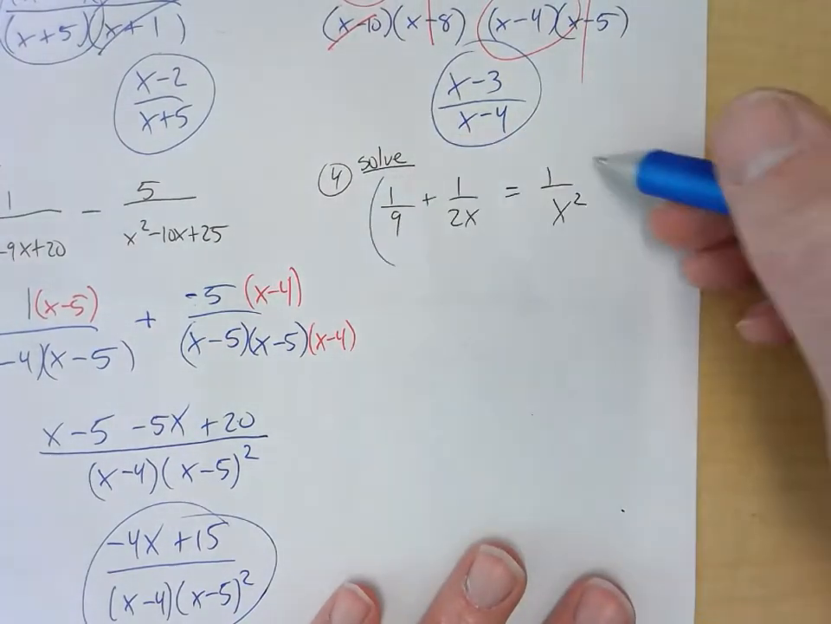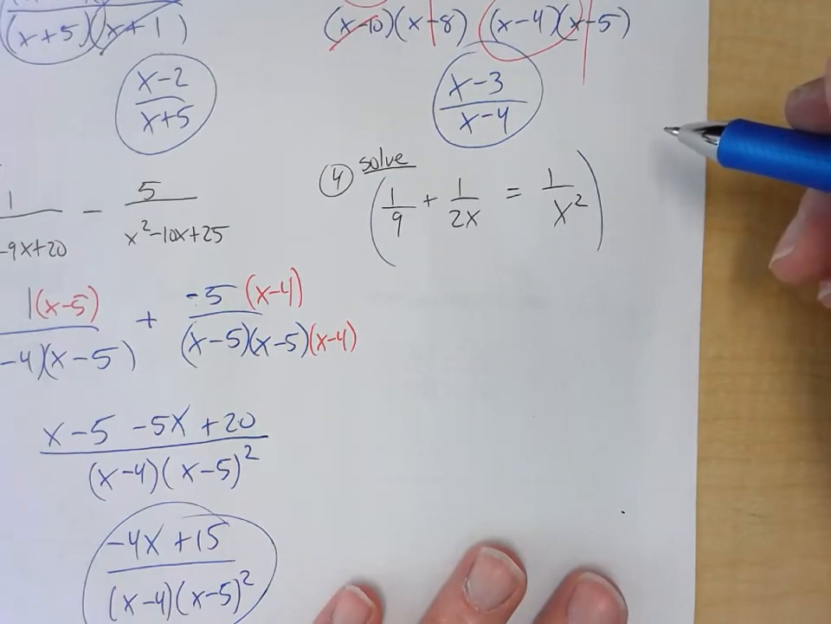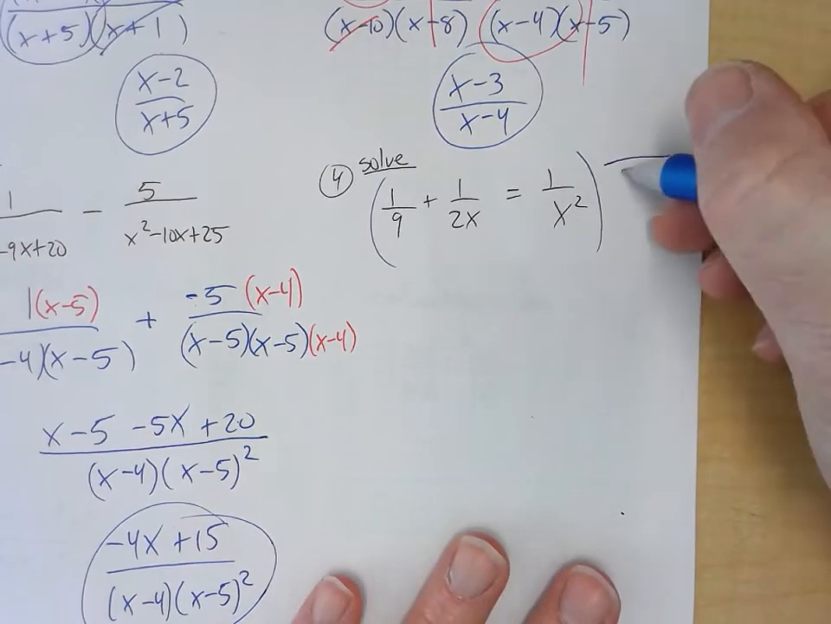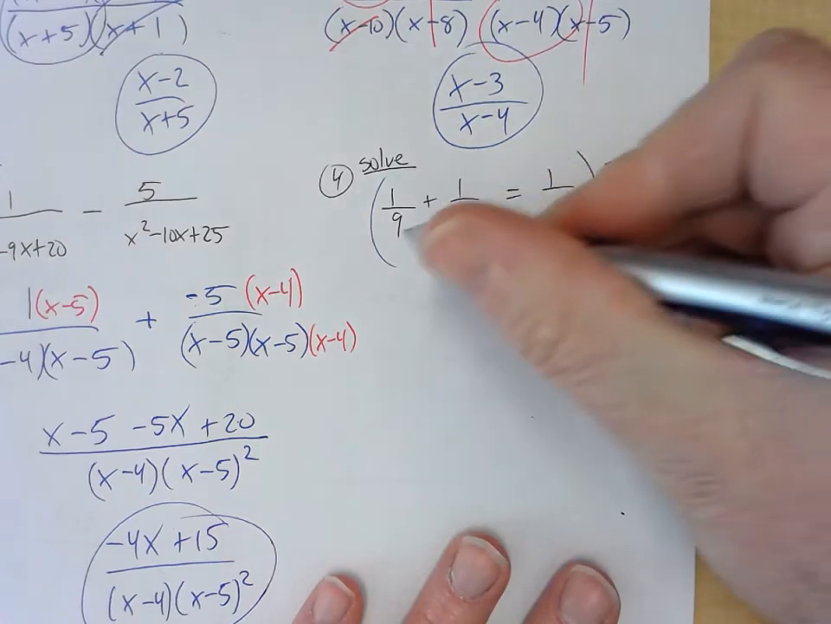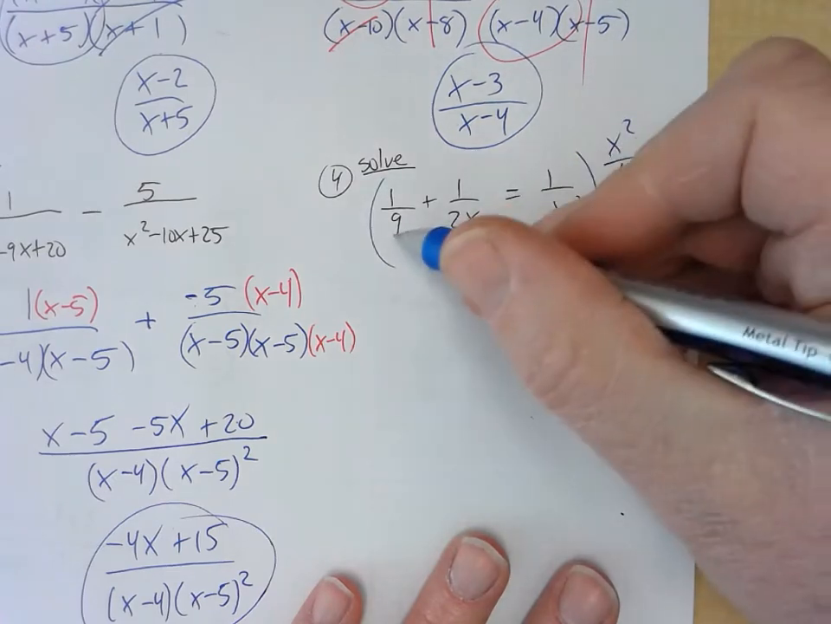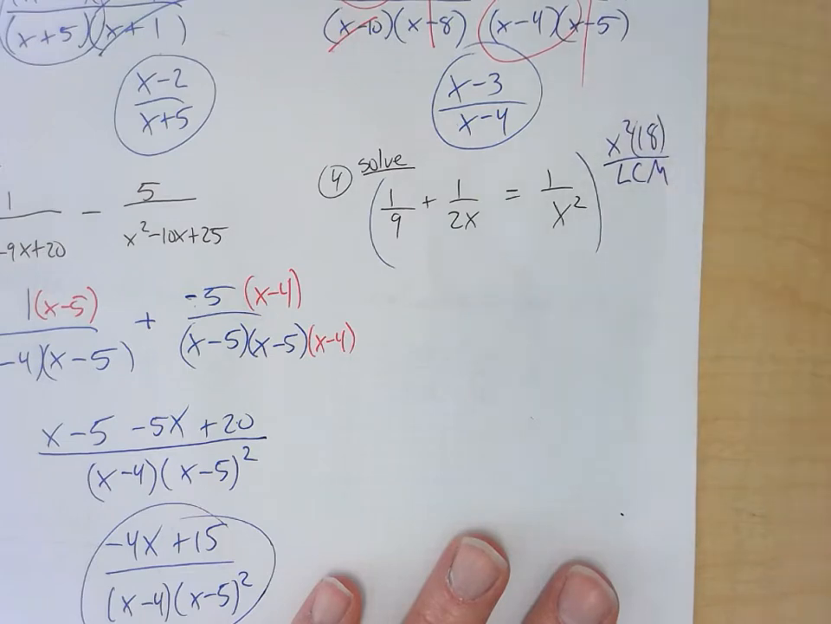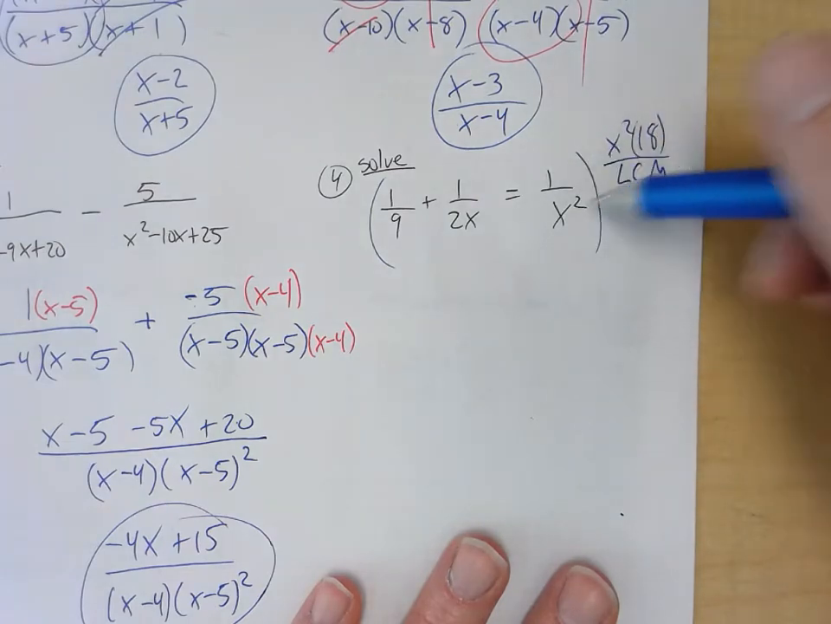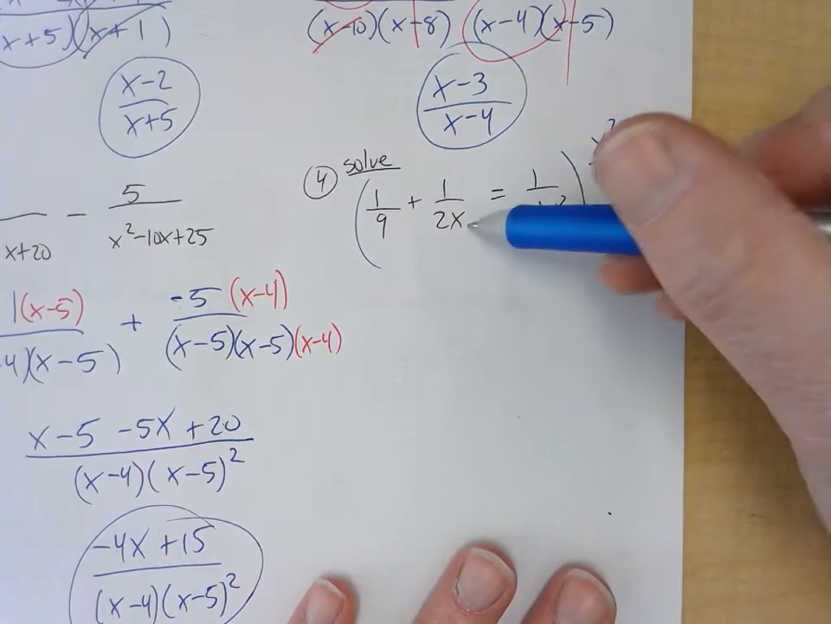We're going to clear out the fraction here. So we're going to multiply by the LCM. So LCM, and everything needs to have an x squared, so that needs to have an x squared, and then everything needs a 2 and a 9. Well, 2 and 9, 18 is the LCM for 2 and 9. So what an LCM is, it's like the common denominator. It's the thing that all of these will divide into.